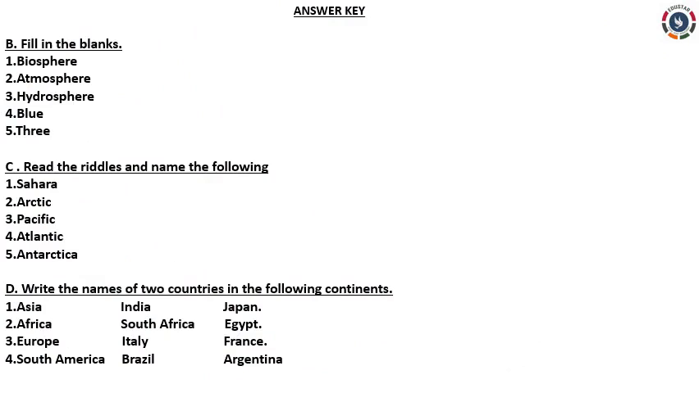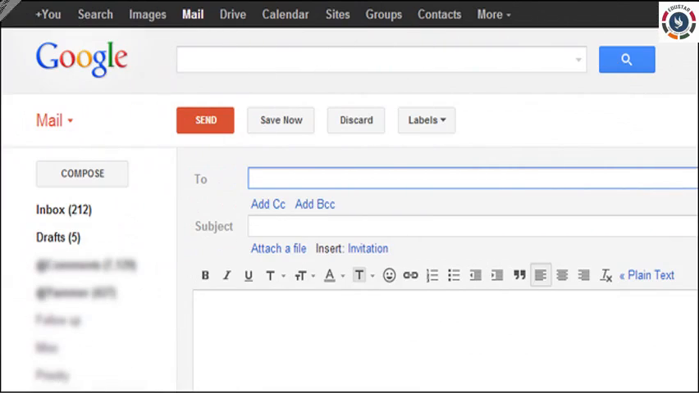After completing your worksheet, just use the answer key to check your answers. After completing your worksheet, take a photocopy and forward it to our mail ID. Our mail ID is edustar.5@gmail.com, and don't forget to mention your roll number and subject in the subject column.